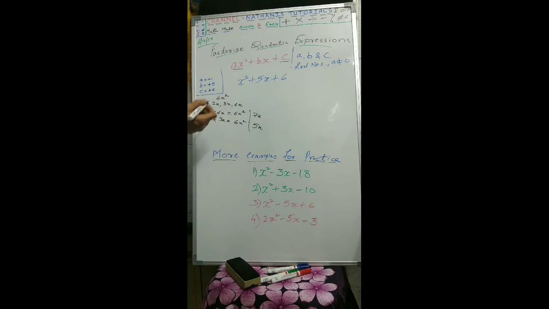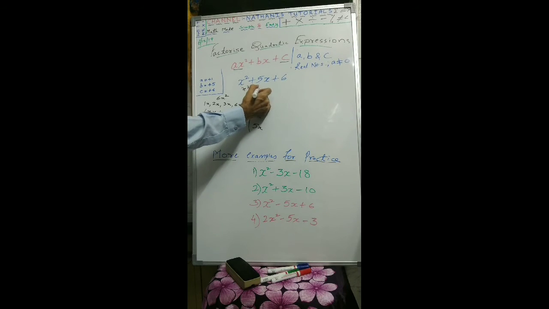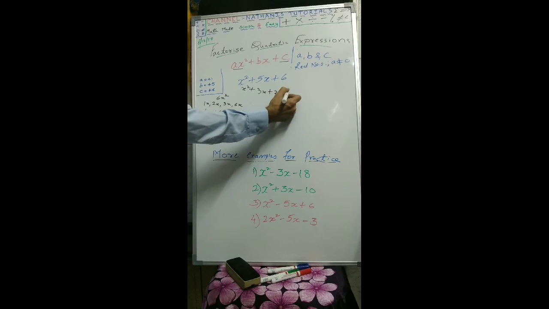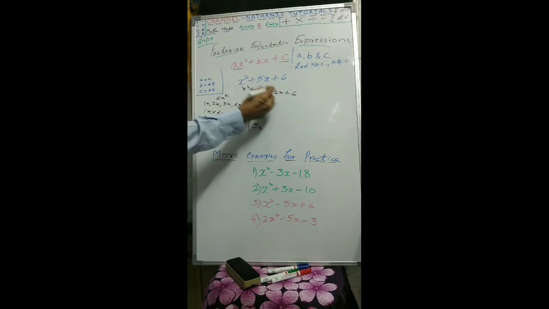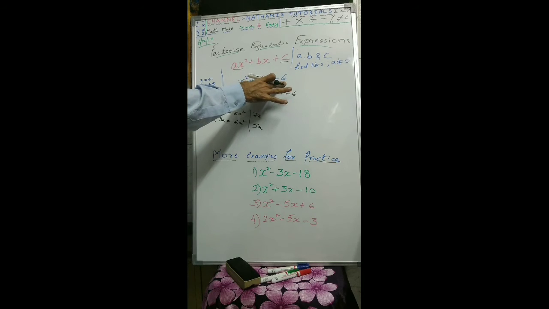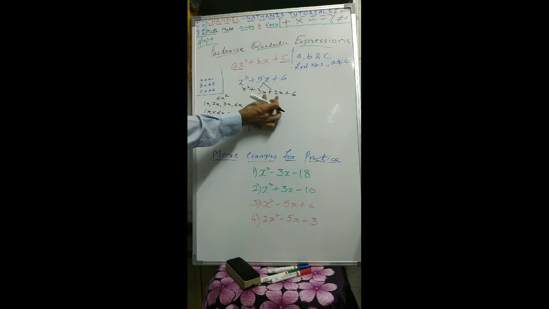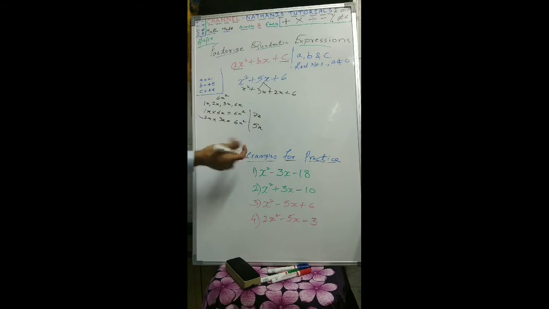So let's see how we split the middle term using the factors 2x and 3x. So x squared plus 3x plus 2x plus 6. I've split the middle term into two parts, 3x and 2x. 3x into 2x gives me 6x squared, and 3x plus 2x gives me positive 5x.